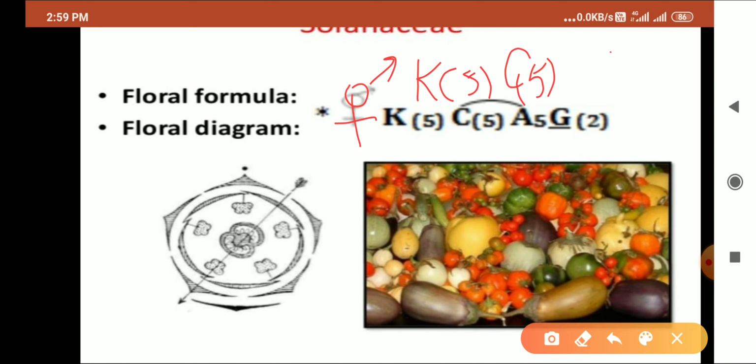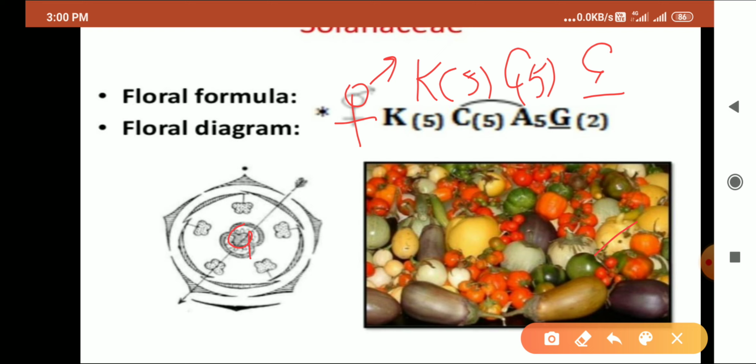Then we have androecium, then we have superior kind of ovary, 5 androecium which are fused, and 2 ovaries. The androecium are free and the ovary are fused. Gynoecium is the superior kind of ovary. And in case of this floral diagram, it is very clearly represented. In the center we will show the gynoecium.